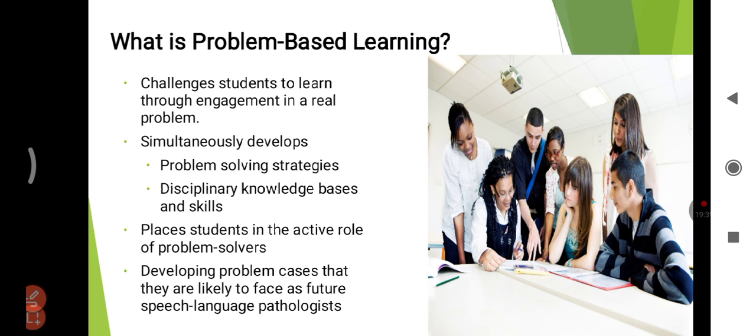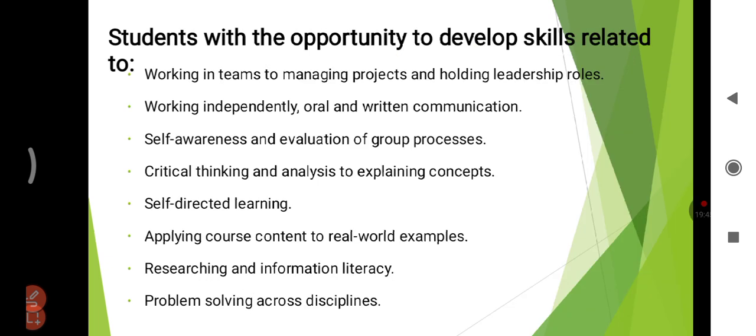Developing problem cases that students are likely to face as future professionals. Students get opportunities to develop skills related to the project: leadership, working independently, written communication, self-awareness, group process, critical thinking, self-directed learning, applying course content to real world examples, researching and information literacy, problem solving across the disciplines.